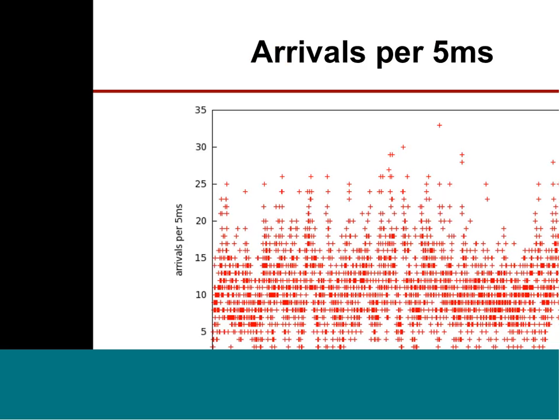So you can see that there are some slices of time in which we have as many as 33 arrivals at the server. Most of the time we're around 5 or 10 or 20 arrivals per 5 milliseconds, but it does go higher than that. And I like to look at this and just visually ask, is there a pattern here? Is there something interesting going on here?